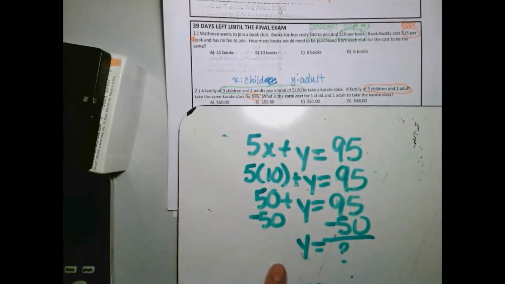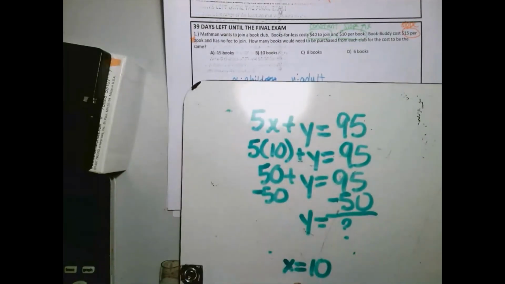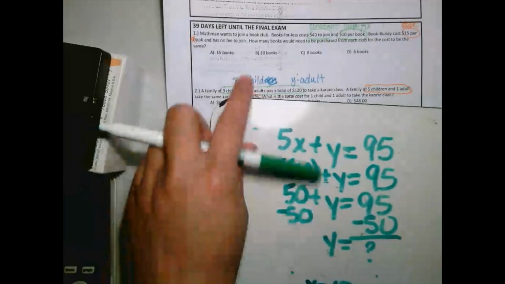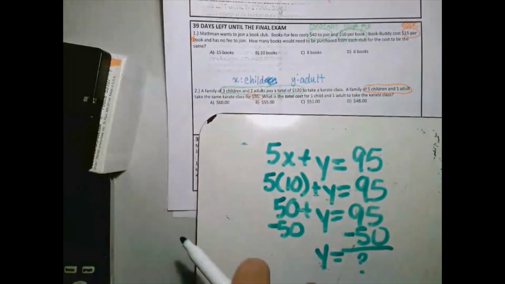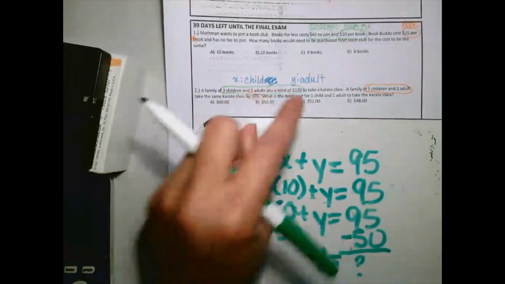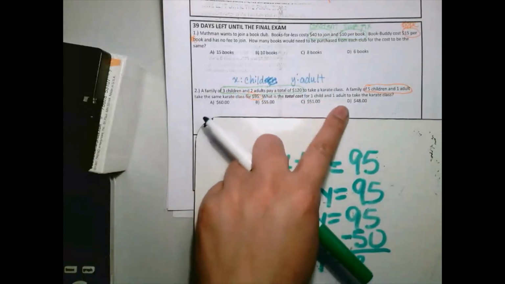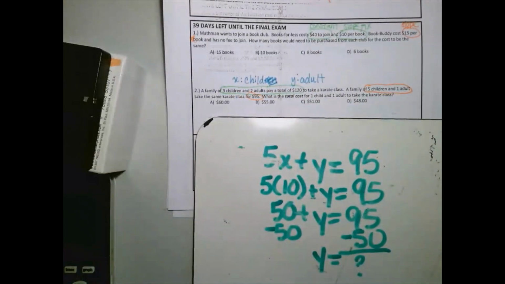Now, once you find your y, you should add your x and your y together, because x was a child price and y was an adult price. And it says what is the total cost for a child and an adult to take the karate class? So you would take your x and add your y.